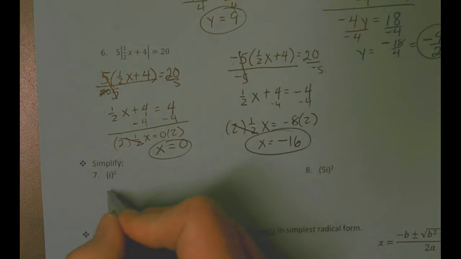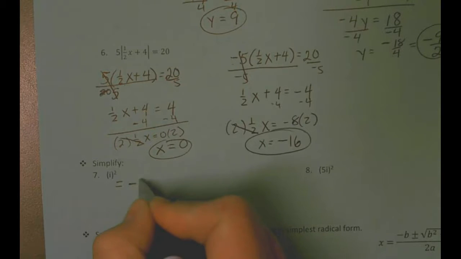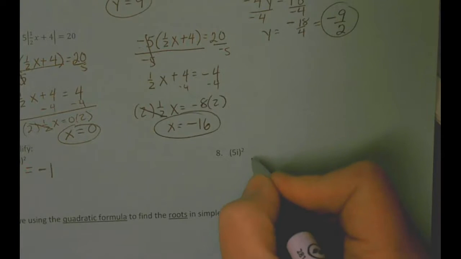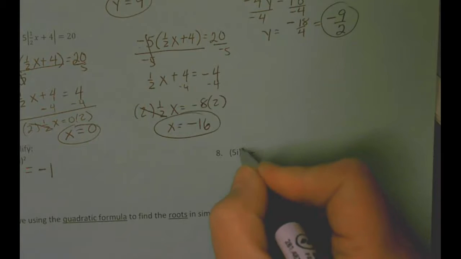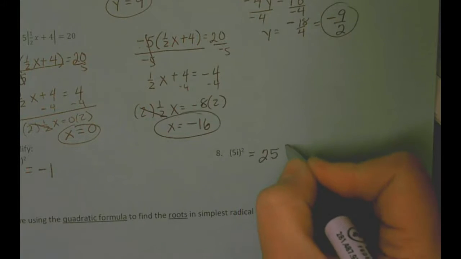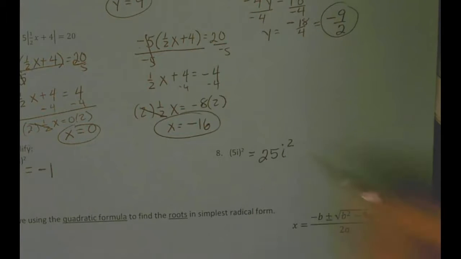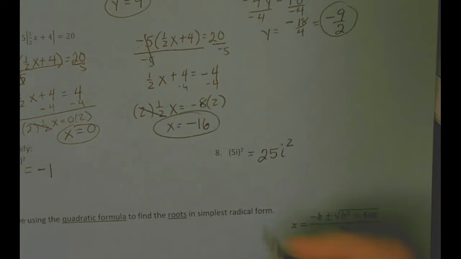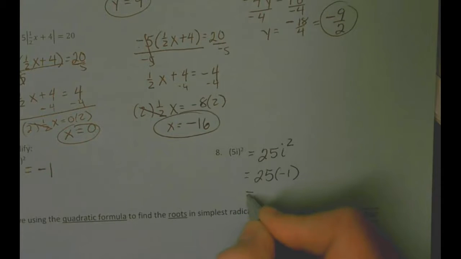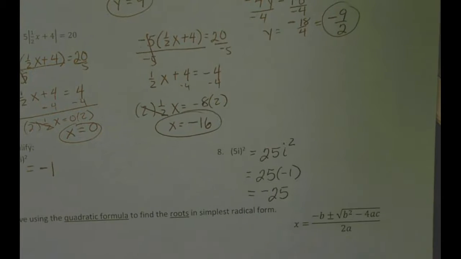I squared is equal to -1. 5i squared, since it's got the parentheses around it, you square the 25 and you square the I. I squared is equal to -1, so this would be equal to -25.